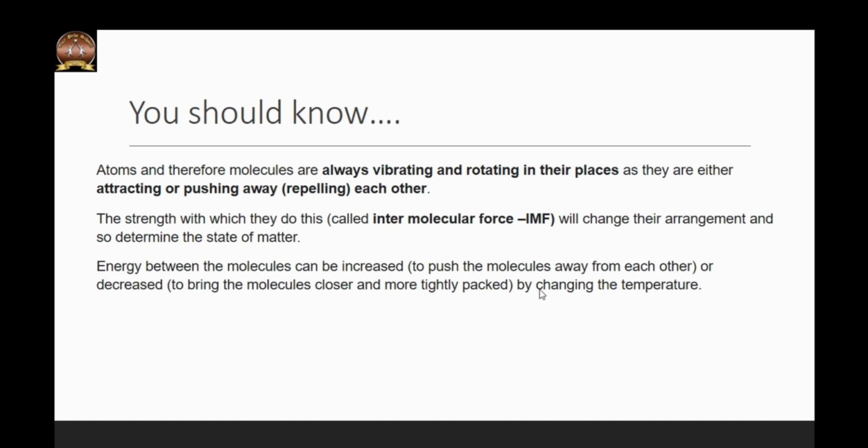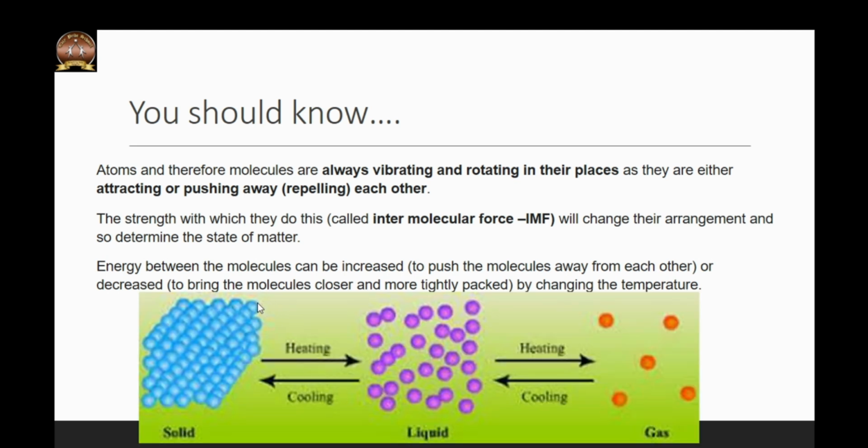So energy between the molecules can be increased to push the molecules away from each other and to reduce the intermolecular forces, or be decreased to bring the molecules closer and more tightly packed by simply changing the temperature. Heating causes the molecules to become more energetic and therefore they move apart from each other. They become loosely packed, and this causes the phase change from solid to liquid phase.